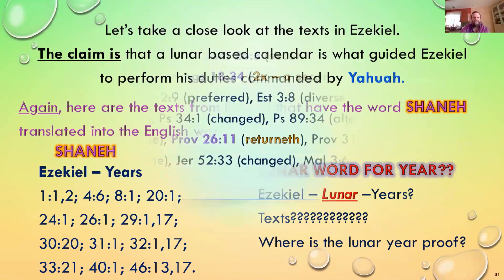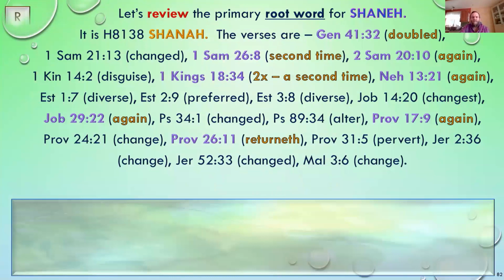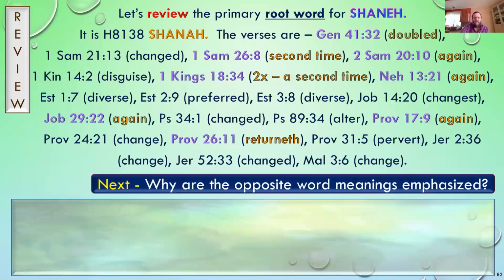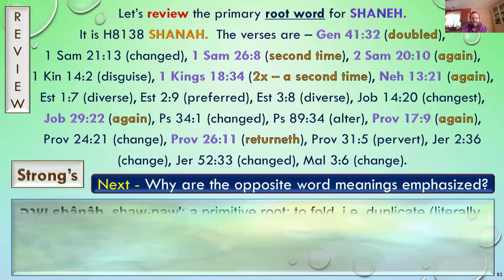Show me. I'm going to review the primary word for Shana. This is the root word, and I'm just going to read the gold words at this time. Doubled, second time, again, and two times, there's a second time, again, again, again, and returneth. Why are the opposite word meanings being emphasized?